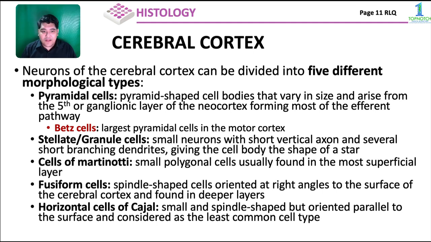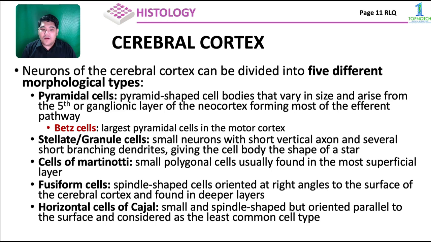Now, let's talk about your cerebral cortex. Neurons of the cerebral cortex can be divided into your 5 different morphological types. Syempre, halatang-halata yung pula kasi natanong na yan. Let's begin with your pyramidal cells. Pyramidal shape. This is different between your pyramidal cell or cuboidal cell ng epithelium, ha? So, let's try to contextualize kung nasang area kayo. Pag nasa cerebral cortex, pyramidal cells, neuron ito. Okay, so it's in the 5th or ganglionic layer of the neocortex. Now, your Betz cells, largest pyramidal cells in the motor cortex. Betz cells, malaki sa motor cortex. And then we have your stellate granule cells. We have your cells of Martinotti.